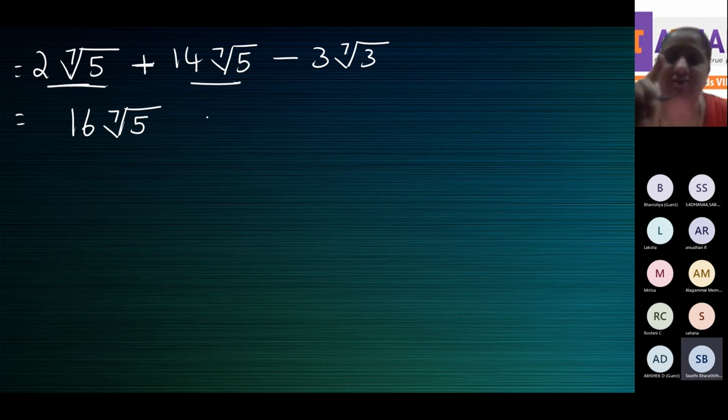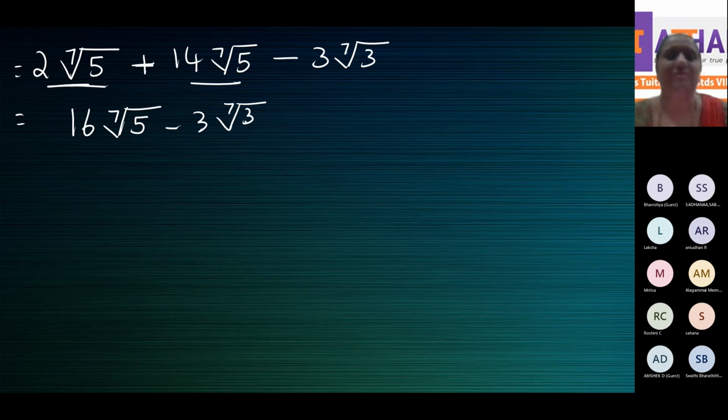When you're adding or subtracting, only the numerical coefficients you'll simplify. That 7th root of 5 you must write as it is, like you write x, y, x square y as it is. Only the coefficients you must simplify when you're adding or subtracting. Minus 3 7th root of 3 will come as it is, because these two are not like, so you cannot simplify them any further.